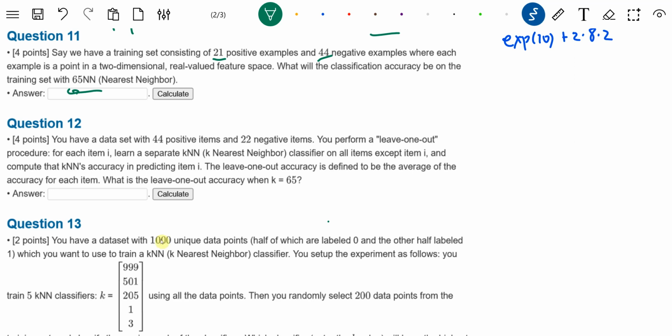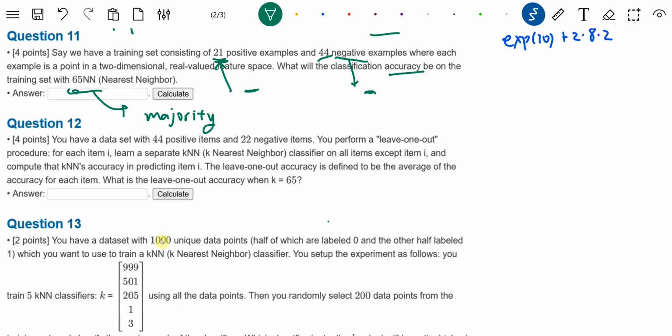So for each of the positive examples, you will find 65 nearest neighbors, which means all of them, and pick the majority. What is the majority? Negative. So what 65NN does is basically the majority predictor. No matter what the majority is, just predict that. So in particular, for all of these 21 positive examples, they will all be predicted as negative. And for all of these negative examples, they will also be predicted as negative.